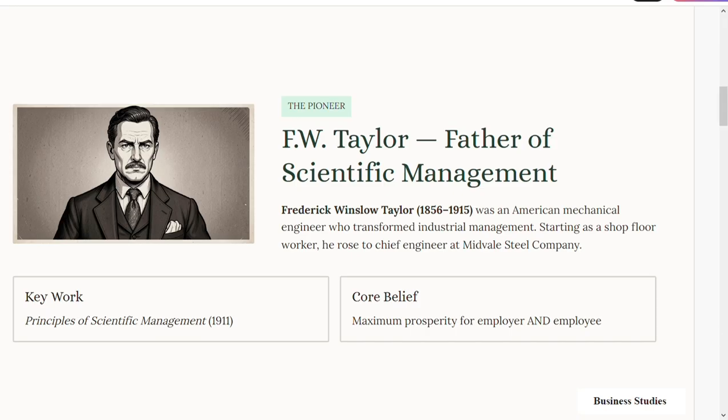Now F.W. Taylor is called the father of scientific management. Frederick Winslow Taylor was an American mechanical engineer. Both were engineers, Fayol a mining engineer and Taylor a mechanical engineer, and he worked at different stages of management. He started as a shop floor manager, right?